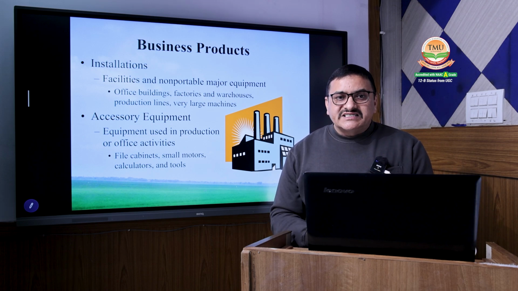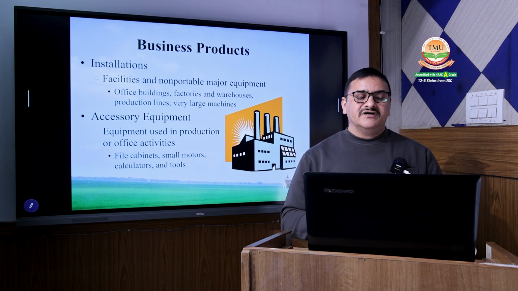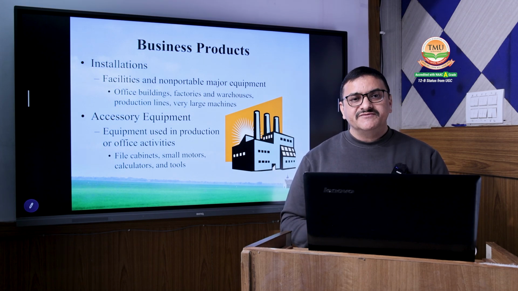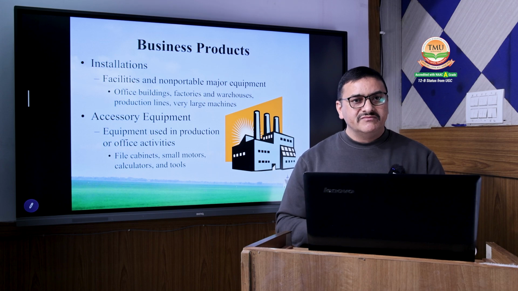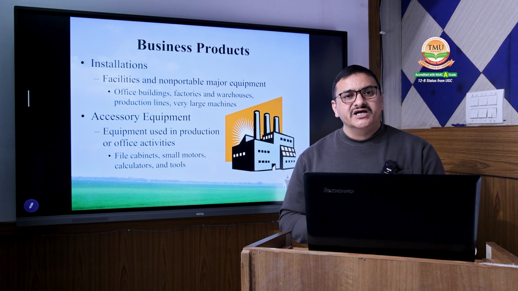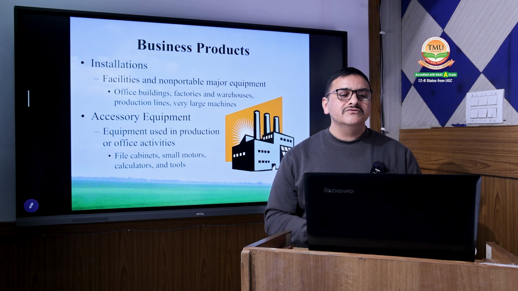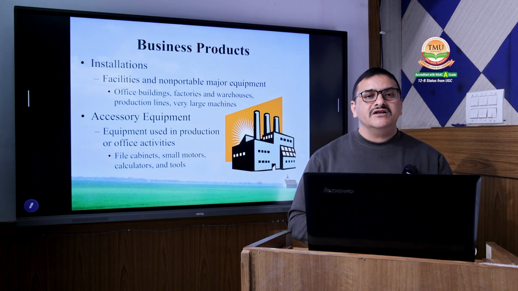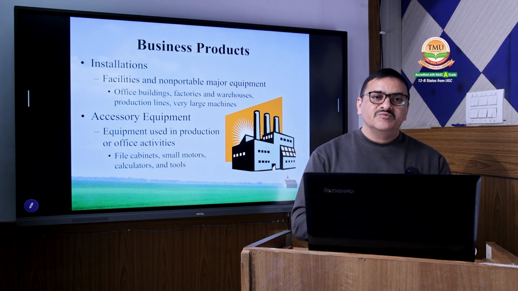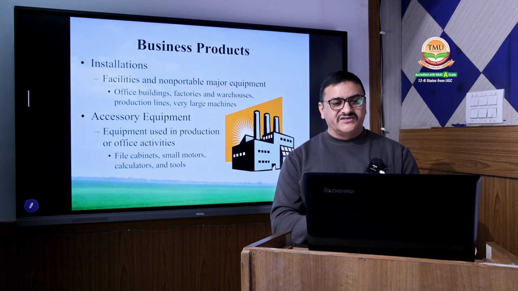Like when we are starting our business or any manufacturing premises, definitely we have to have a building or the factory, and when we produce different types of product, to store those products we must have a warehouse. To produce the product, we must have production lines also. We require different types of machineries. So all these constitute installation or facilities which are non-portable major equipment, meaning we cannot transfer these equipments very frequently from one location to any other location, meaning they are fixed.